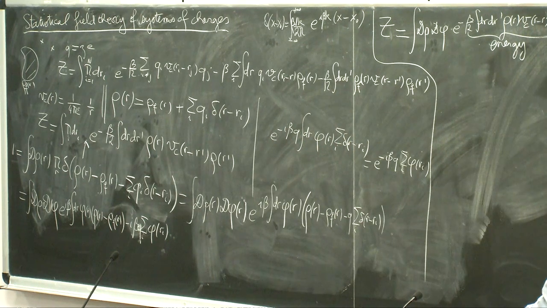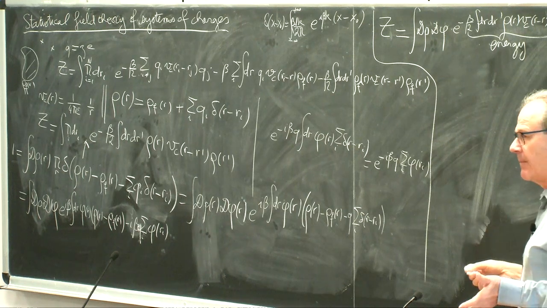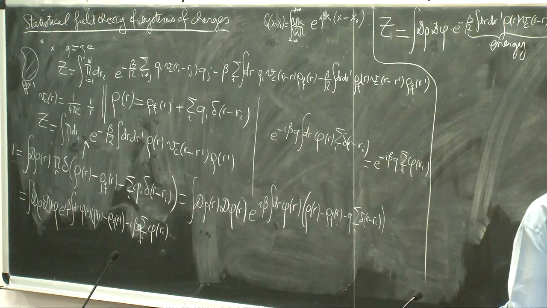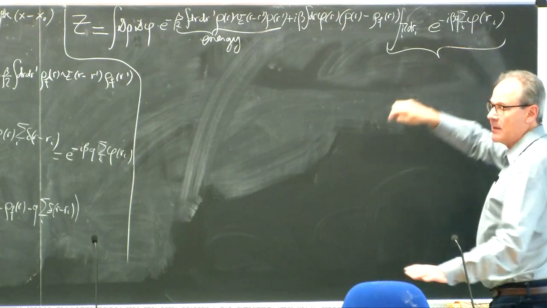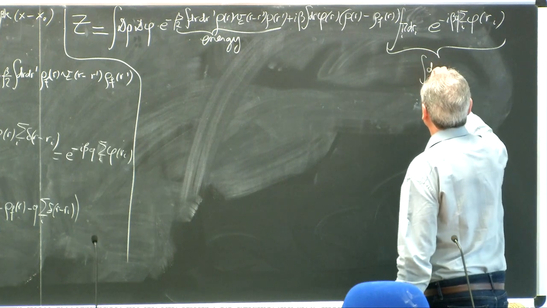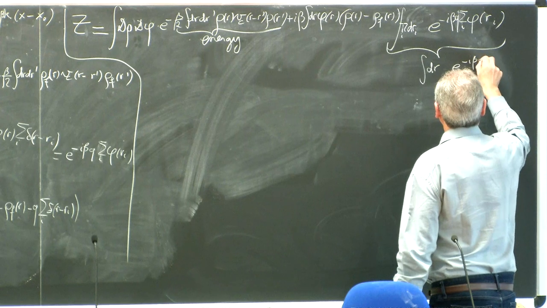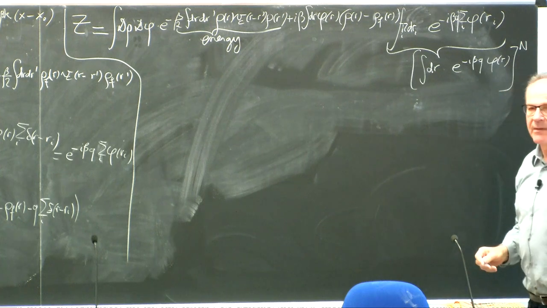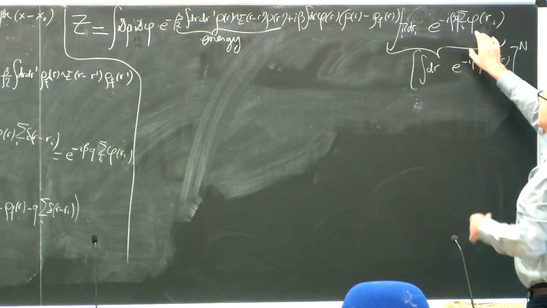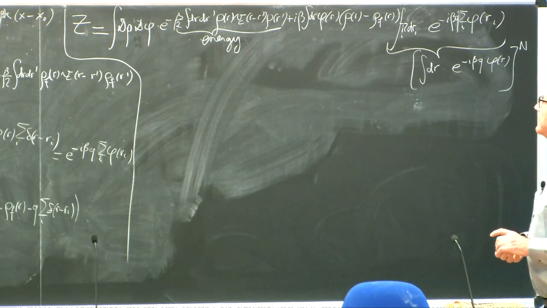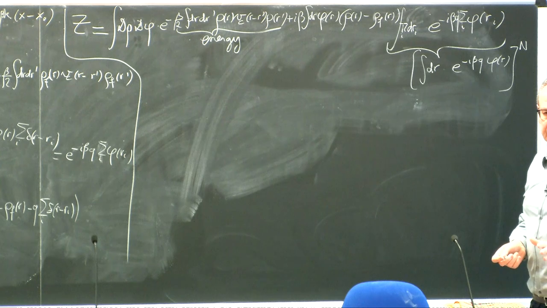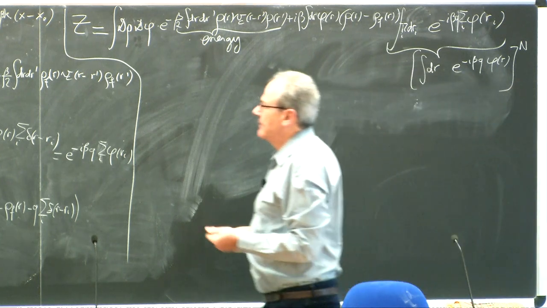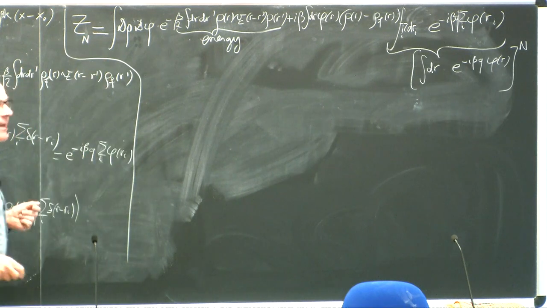And now, since the r_i's are variables which are decoupled, each one, this is just factorized, right? It's an integral dr1, dr2, ... drN of e to the minus I beta q phi of r1, etc. So this is just the integral dr e to the minus I beta q phi of r, to the power N. You just replicate it N times to get this. Is it clear? So this is Z_N for N particles.